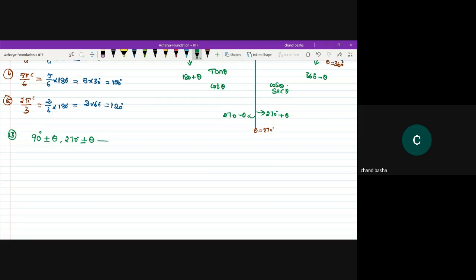The trigonometric ratios change, as you observed in the previous class. Changes to what? Sine theta changes to cos theta, and cos theta changes to sine theta. And next, tan theta changes to cot theta and cot theta changes to tan theta.